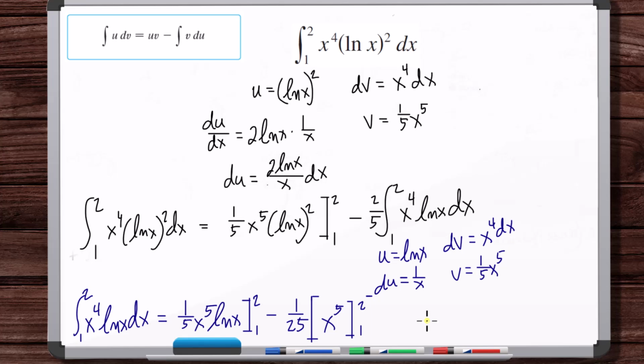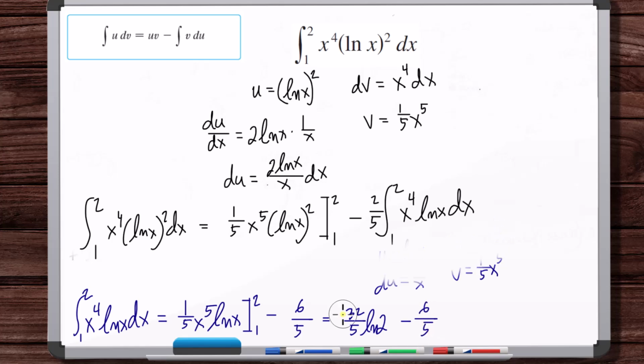Okay, so 2 to the fifth minus 1 to the fifth. What is 2 to the fifth? Is it 32? 32 minus 2 is 30. 30 divided by 5 is 6. 25 divided by 5 is 5. So 6/5. Okay, so we've got 32 to the fifth divided by 5. So, well, let's do this. Yeah, we could do that. So 32 divided by 5 natural log of 2, minus, and then natural log of 1 is going to be 0 because e to the 0 is equal to 1. So it's going to be this, minus 6/5. Okay, so I messed something up.